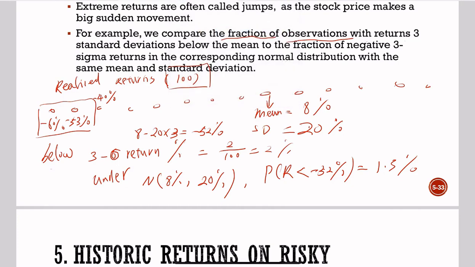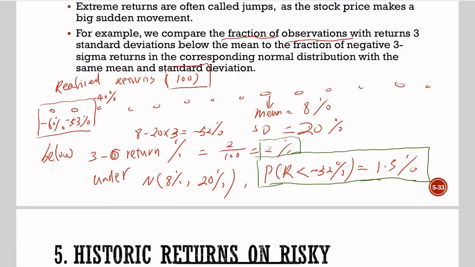So you can basically see that in this benchmark case, if returns satisfy a normal distribution with a mean of 8% and a SD of 20%, then there is only a 1.3% chance you will get a negative 3 sigma return. But in your real returns, you have a 2% chance. So you can see that your returns are riskier compared with returns implied by a normal distribution.